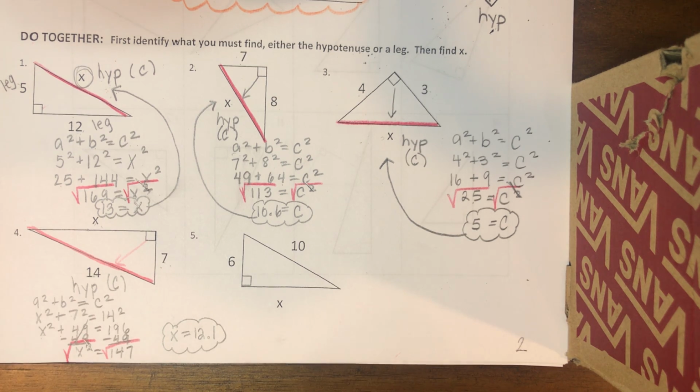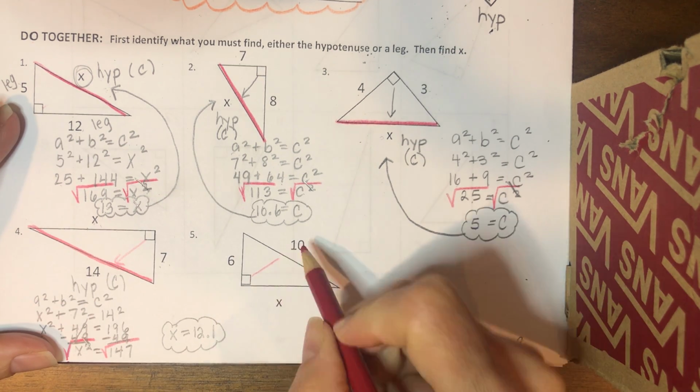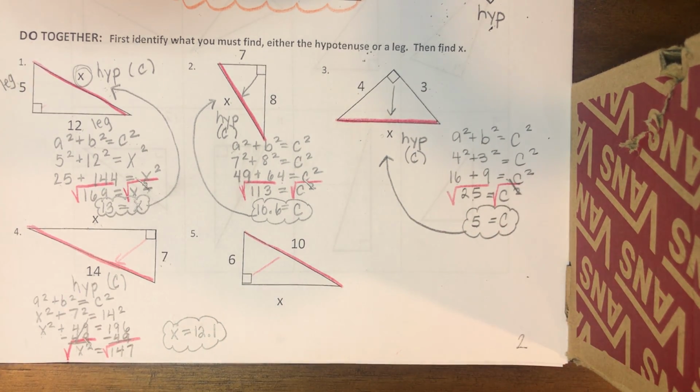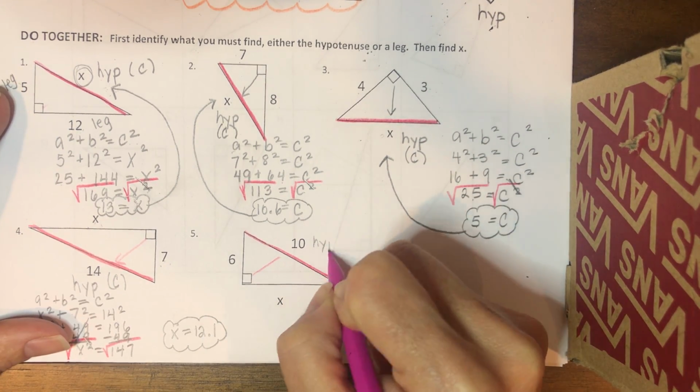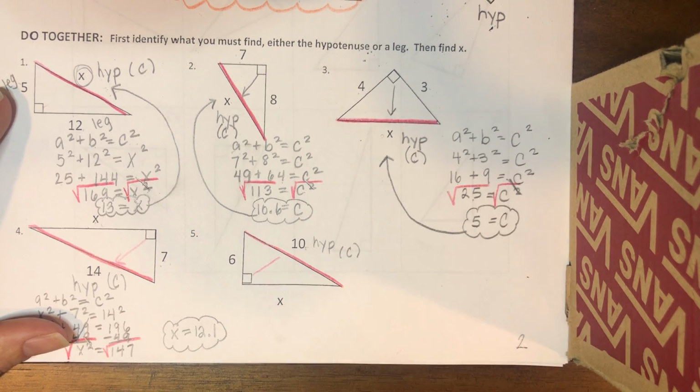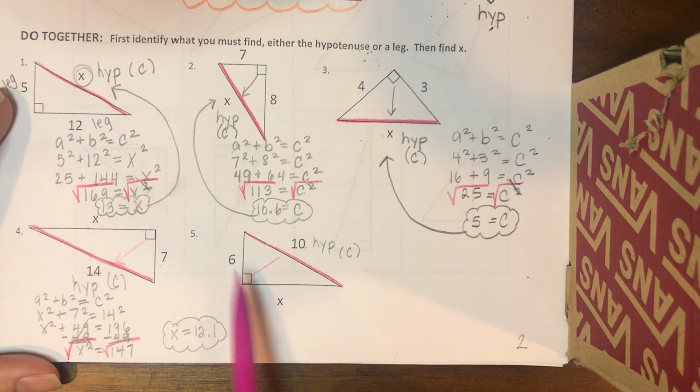First, identify where the hypotenuse is. It's across from the right angle. 10 is our hypotenuse, our c value. So this is going to be at the end of a squared plus b squared equals c squared. 6 and x are the legs.